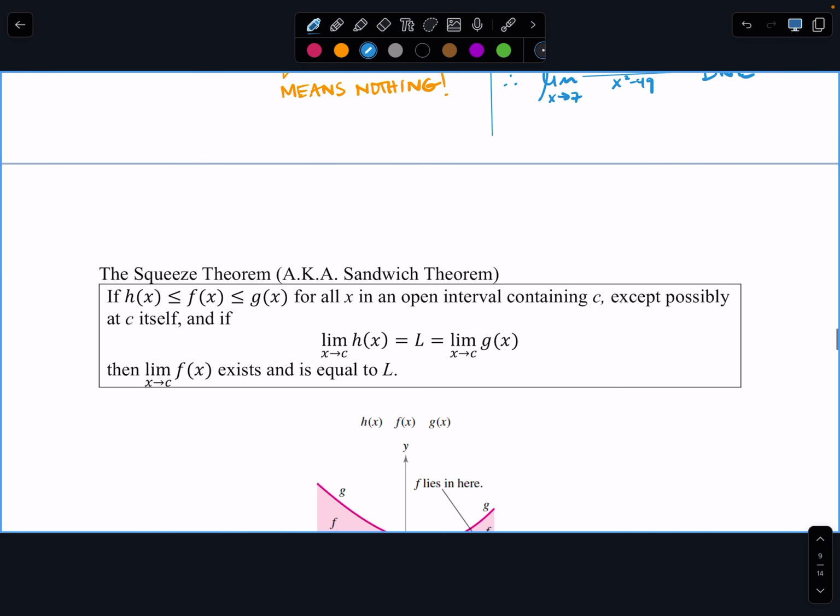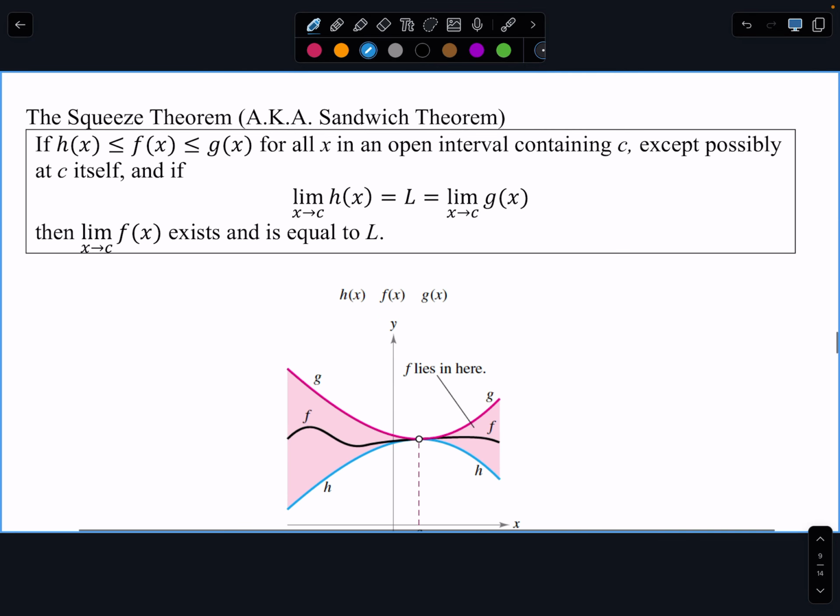Before we get into squeezy wheezy theorem, thank you to all of you who did your core survey. I think everyone in here did it. Good job, guys. Not everyone did it.